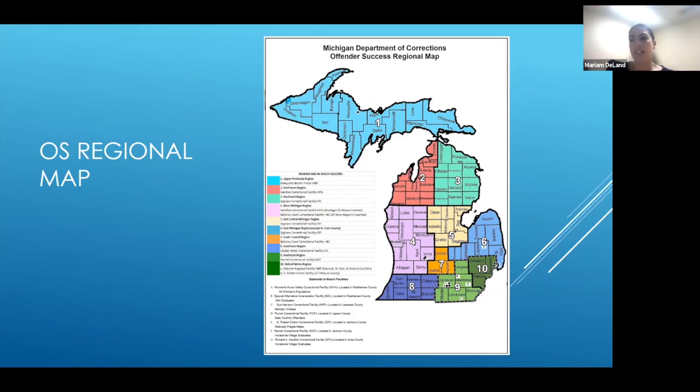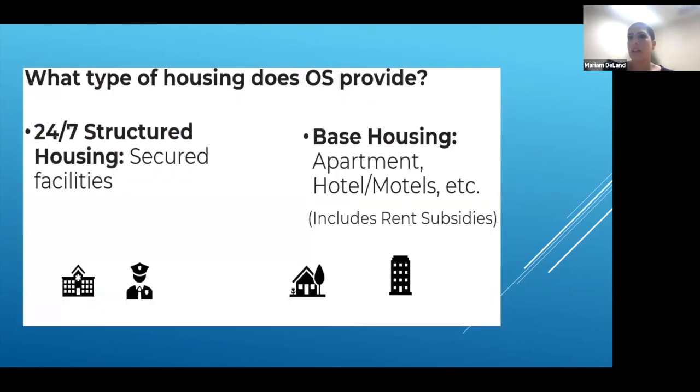If you're not already connected to your staff in that region, I think that would be a great takeaway from this meeting today if you want to get incorporated into what's going on with OS in your community. We offer 2 types of housing. Either when people are getting ready to leave prison and they don't have a place to go when they parole out of prison, or if during their parole they become homeless and need a place to stay, they can get temporary housing in OS funded housing.